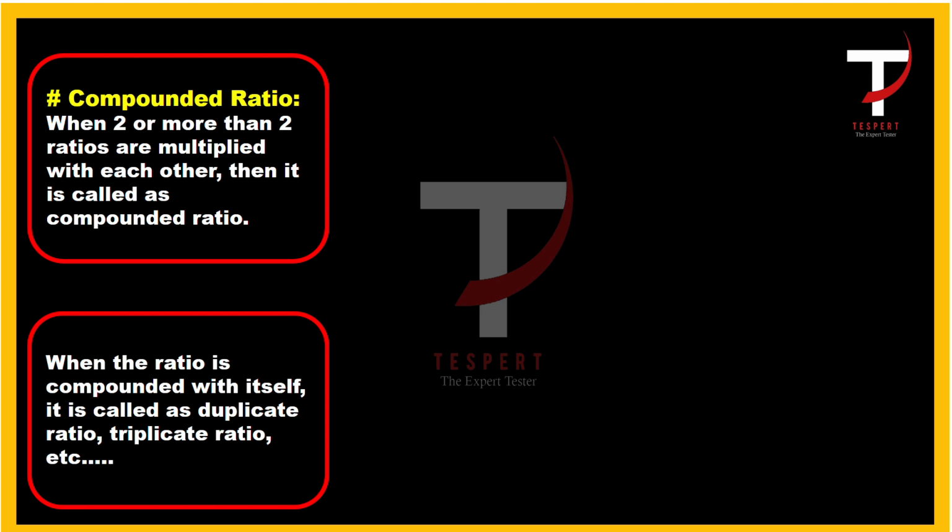Compounded ratio and duplicate, triplicate ratio. So what is meant by a compounded ratio? When two or more ratios are multiplied with each other, it is known as a compounded ratio. Let's say we have a by b and x by y. If we multiply these two, you can also take numerical values.